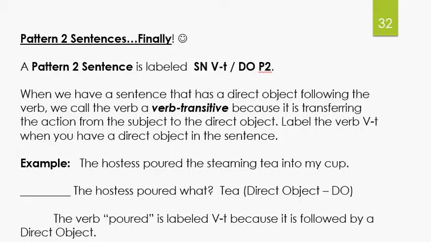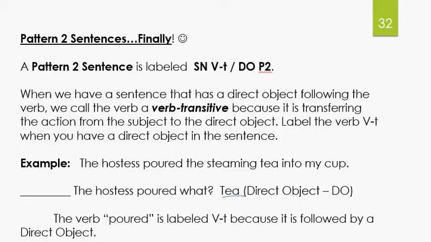So here's an example. The hostess poured the steaming tea into my cup. And to find out if your sentence has a direct object, you ask the question what after the verb. So ask yourself, the hostess poured what? The answer is tea. And so tea is going to be your direct object.